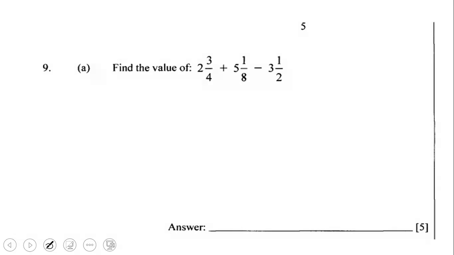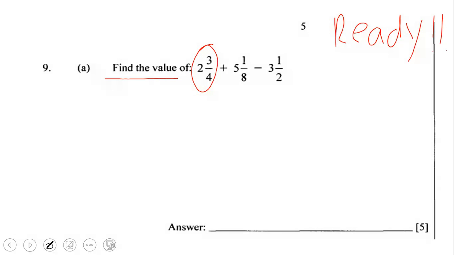Okay, I have a question for you. Are you ready to get started? Then let us begin. The question states the following. Find the value of 2 and 3 over 4 plus 5 and 1 over 8 minus 3 and 1 over 2. I'm going to give you an opportunity to attempt this question on your own. So I encourage you to pause the video, try the question, and I'll see you on the other side of the pause.